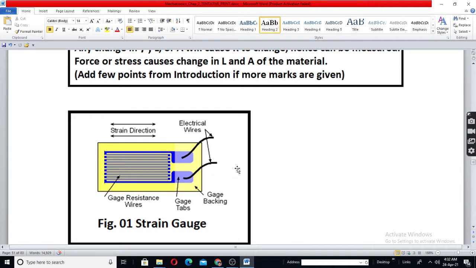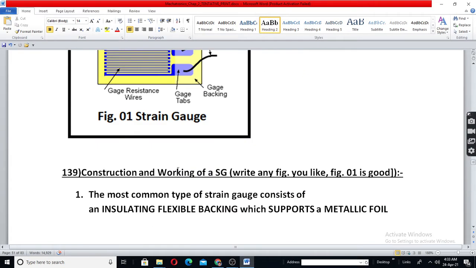Now, see, when tensile or compressive force is applied, this is called the strain direction, given here. You can have tensile force or compressive force, whatever it is. In this direction, it is going to measure. If you apply pressure in this direction, there will not be any change in resistance. If you apply force in this direction and apply tensile force, its length will be increased.